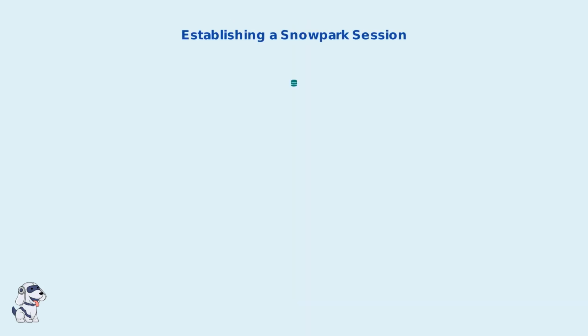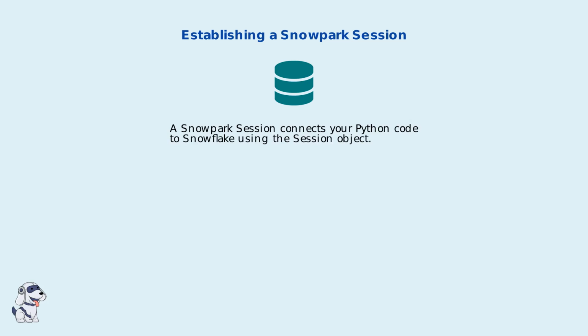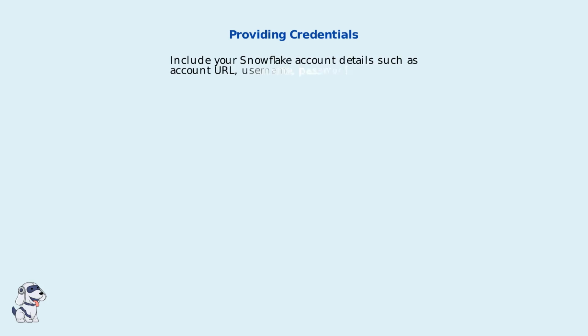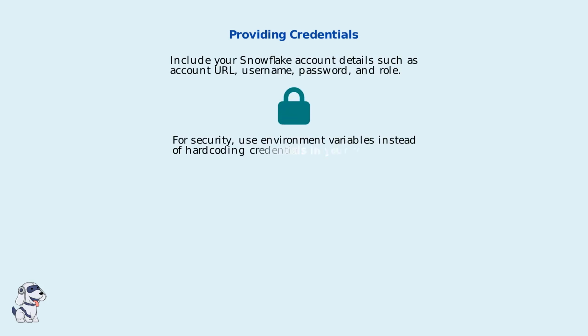To begin working with Snowpark Python, you need to establish a session. This connection acts as your gateway to interact with Snowflake data using Python. You provide your Snowflake credentials to authenticate. This includes your account URL, username, password, and role. For better security, store these in environment variables rather than directly in your code.